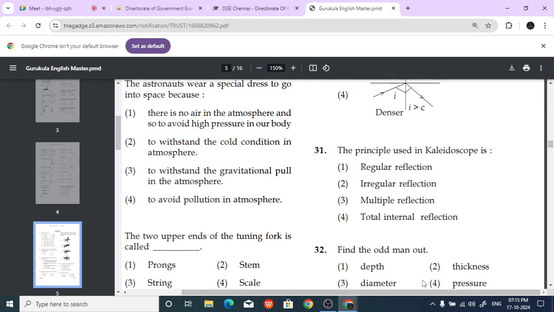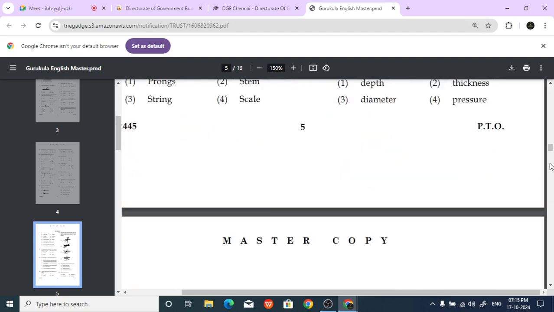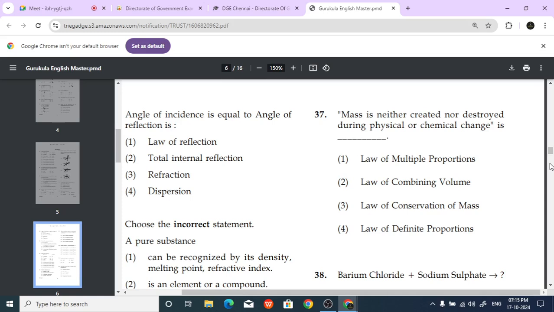Yes, sir. Other students, please give your feedback. If you don't understand, you tell me. Yes, sir. Because pressure is called a derived dimensional formula. The other three, depth, diameter, thickness, are original formulas. Okay. Go to the next question.